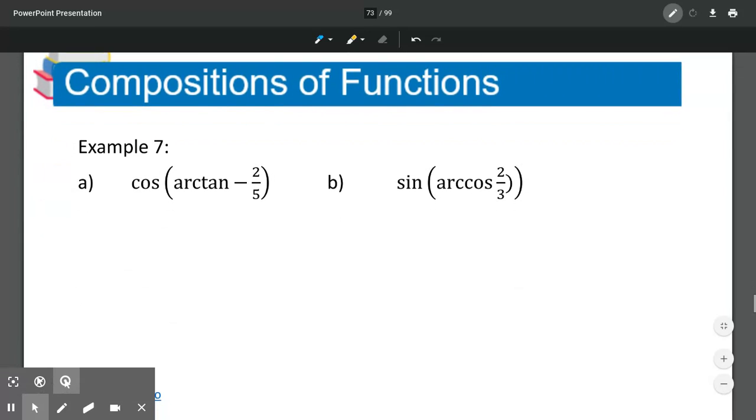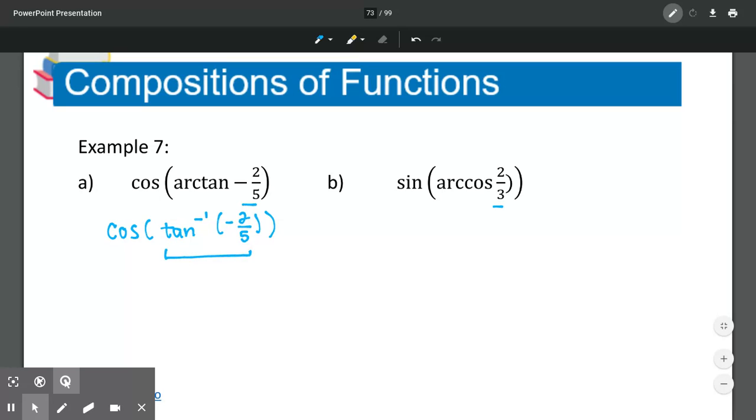All right, so then we have this last one. That's a composition of functions. And with these, we don't have values for like negative 2/5 and 2/3 on our unit circle. So first let's start with if we have the cosine of the inverse tangent of negative 2/5. So we're going to kind of break this apart. So this was a composition of two functions. So we're going to start just by looking at this inside function.